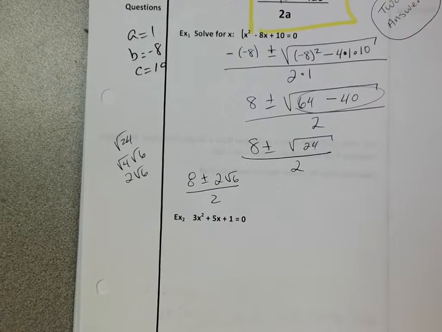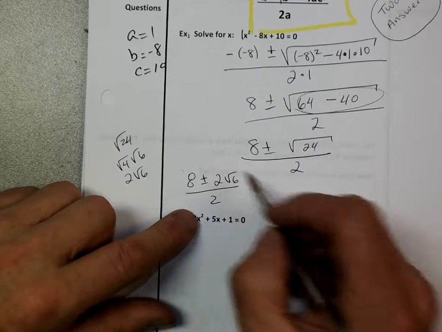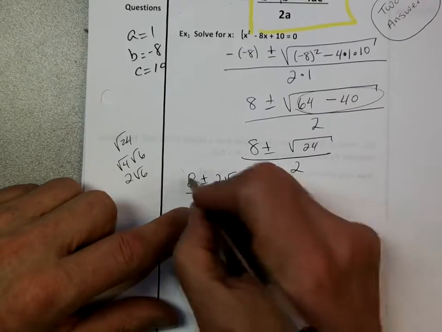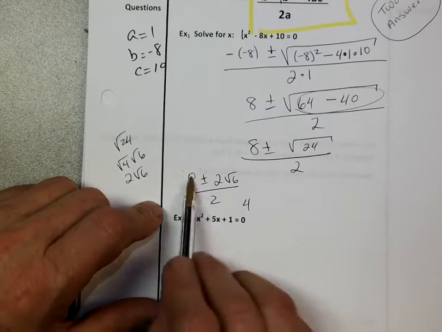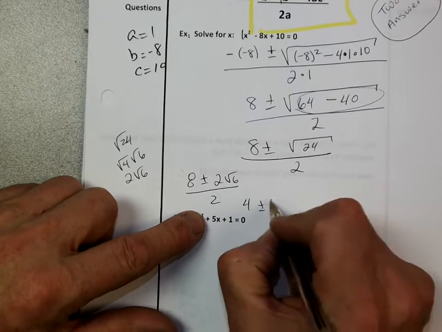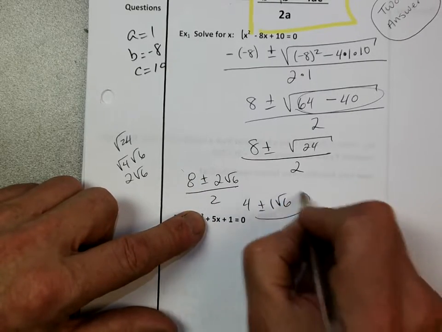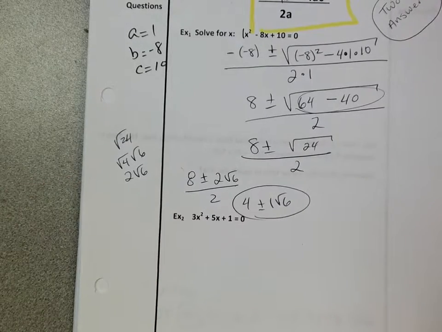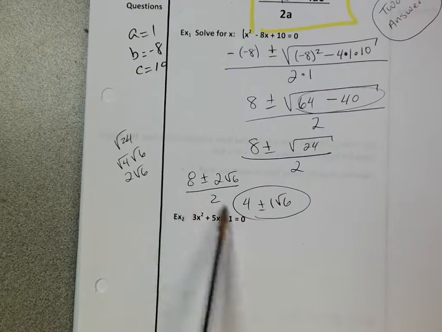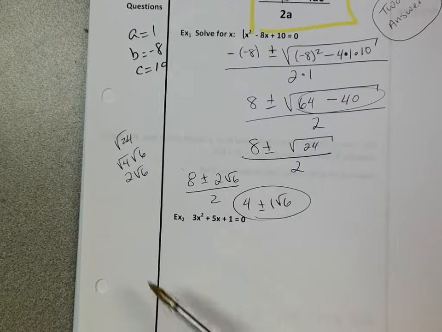Now I need two answers, don't I? So I'm going to have, ready? I'm going to have a 4, see the 4? Plus or minus 1 square root of 6, okay? That's a math teacher answer. You all right with that? Does that make sense? So I got it. I got my 4. You see my 4 and my 1. Okay, now that's a math teacher answer.